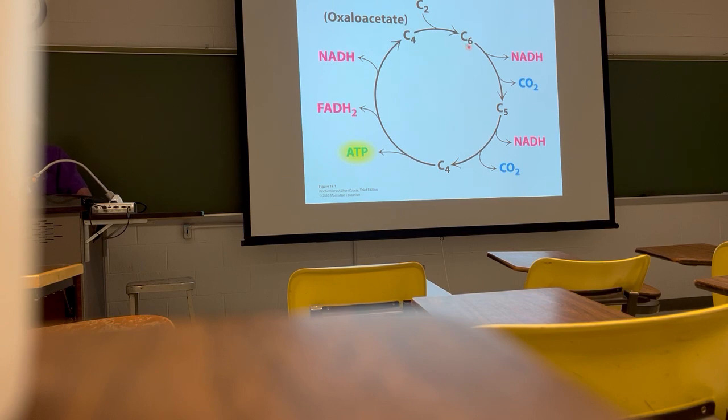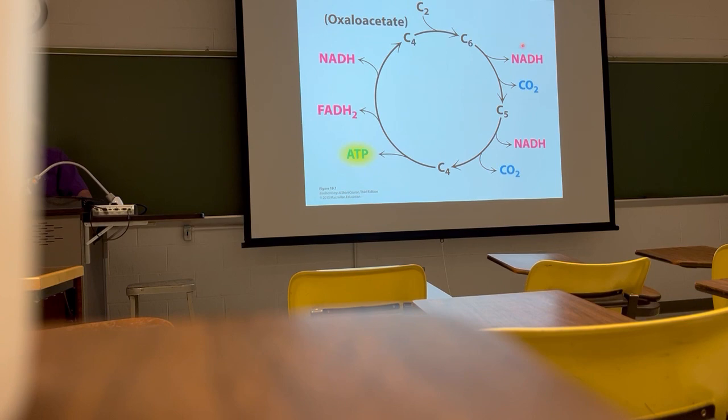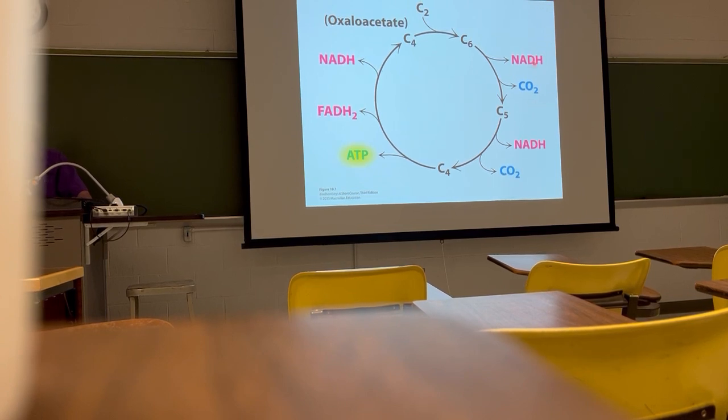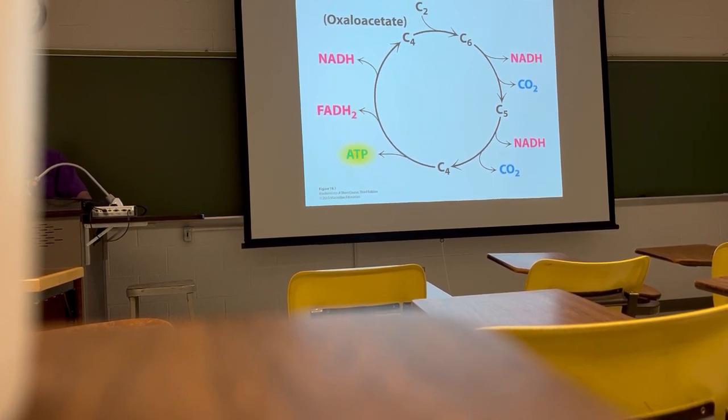And as we go around this pathway, the important products are NADH, ATP, and FADH2. And the carbons are oxidized and released as carbon dioxide. We're going to look at each individual step.